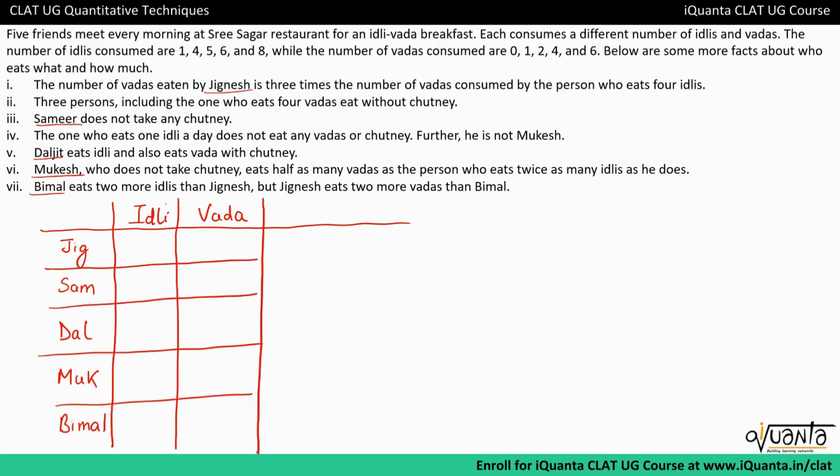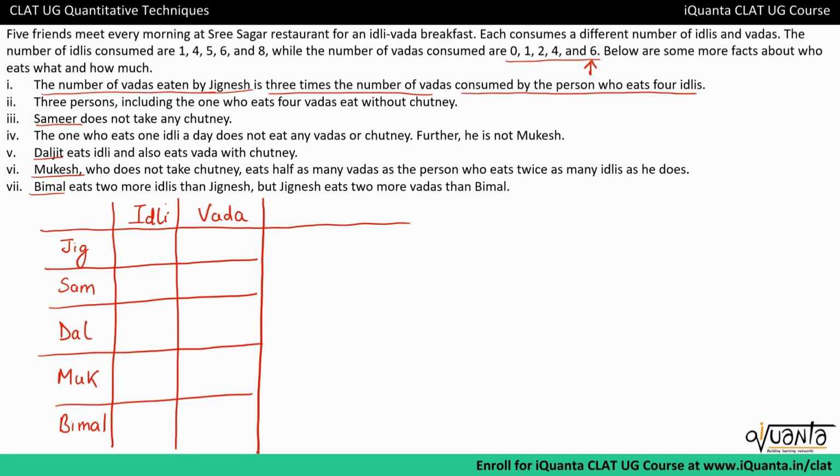Now if you read the first clue here, the number of vadas eaten by Jignesh is 3 times the number of vadas consumed by the person who eats 4 idlis. So the number of vadas eaten by Jignesh is 3 times, that means a multiple of 3. If we go to the number of vadas, we have 0, 1, 2, 4, 6. Among these we have only one multiple of 3, which is 6. So that means Jignesh will be eating 6 vadas.